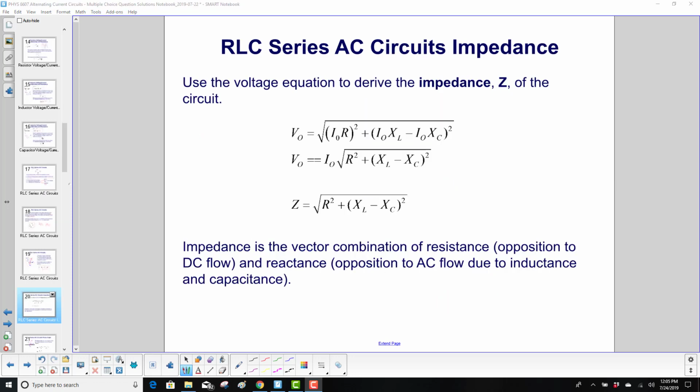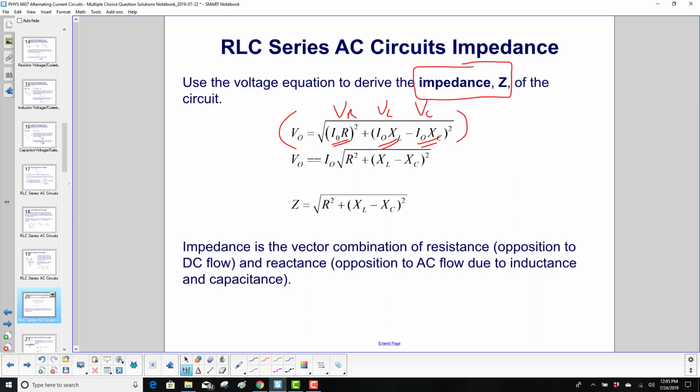We now take that voltage equation to derive the impedance. This is like a total resistance of the circuit. Each one of these had a voltage. This was VR, this was VL, and this was VC. I replaced each one with its sort of Ohm's law-like equivalent, right? Here's I0 R for Ohm's law, I0 times the inductive reactance, minus I0 times the capacitive reactance.